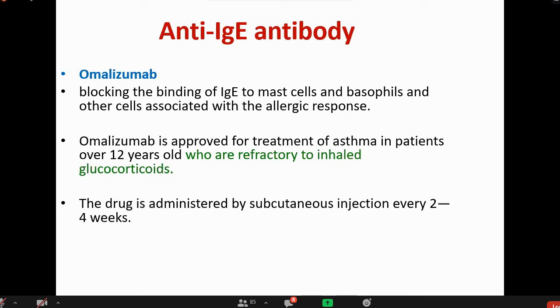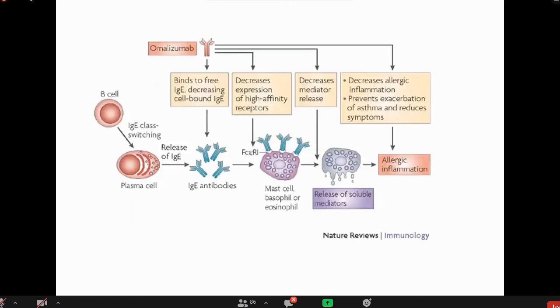So at least from the exam point of view, you just need to know the name of this drug, the monoclonal antibody omalizumab, blocking the binding of immunoglobulin E to mast cells and basophils and other cells associated with the allergic response. Omalizumab is approved for treatment of asthma in patients over 12 years old who are refractory to inhaled glucocorticoids, right? The drug is administered by subcutaneous injection every 2 to 4 weeks.